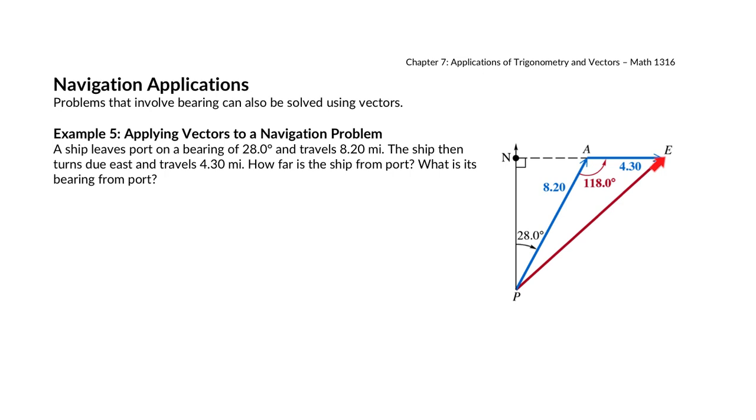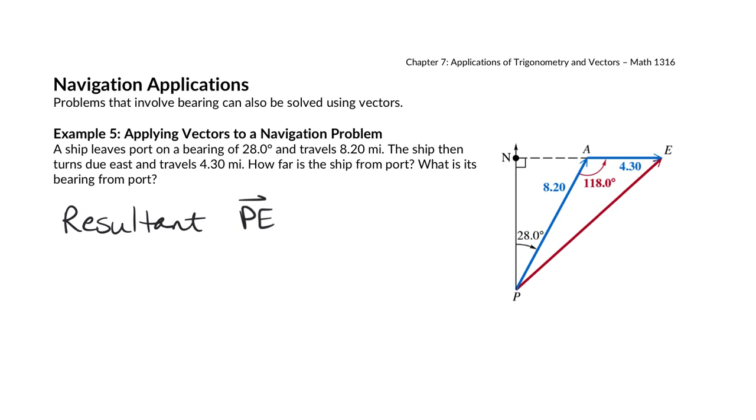The question is, how far is the ship from port? So we want to know the magnitude of this side, vector PE. We then are going to find its bearing from port. We'll get there later. So we are going to find a magnitude, and then we're eventually going to find a direction. So first things first, we're going to find this resultant. The resultant is going to be vector PE because we are looking to add vector PA to vector AE. That's the resultant.